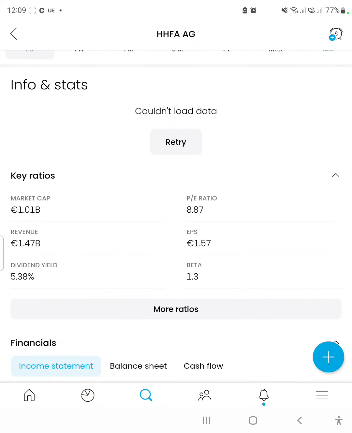So the market cap of the company, which is the overall price of the company, is 1.01 billion euros. The PE ratio, which is just the price to earnings ratio, so it's the price of each stock divided by the earnings, which is the net income, which is then divided by the amount of shares outstanding. That kind of determines how pricey the stock is, or on average how many years it will take for you to get a return on investment, considering that the company grew at the same rate, adjusted for inflation.